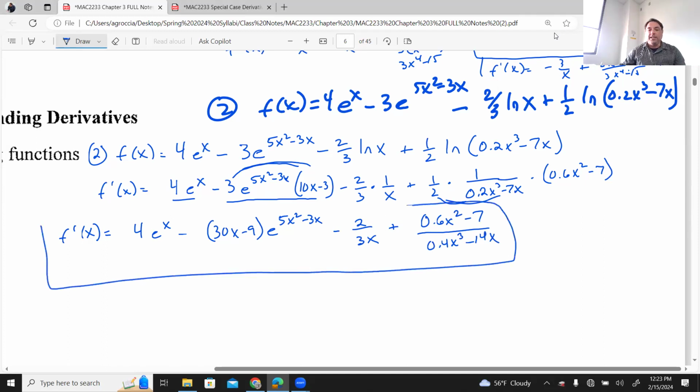But again, if your concern is the algebra simplifying, don't lose the point. I'm not teaching algebra simplifying. I'm teaching special case derivatives, right? You may be worried about the algebra, but don't lose focus on the special case derivatives.